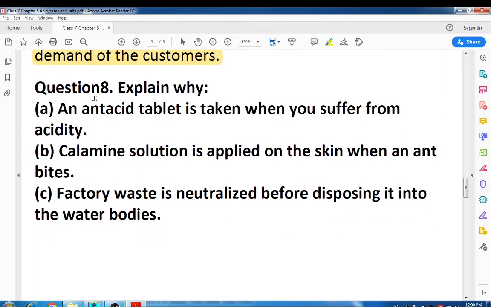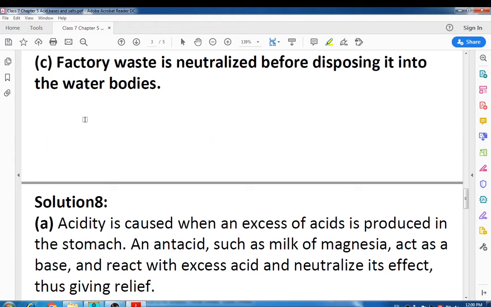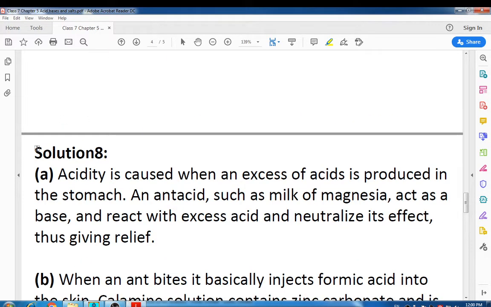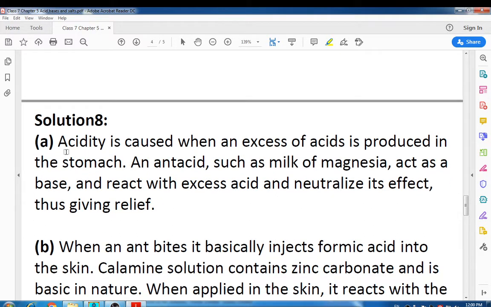Then question number 8, explain why. Means here you have to write a reason for that. First one is that an antacid tablet is taken when you suffer from acidity. Second one is that calamine solution is applied on the skin when an ant bites. And the third one is that factory waste is neutralized before disposing it into the water bodies. So neutralization in everyday life, just take that.